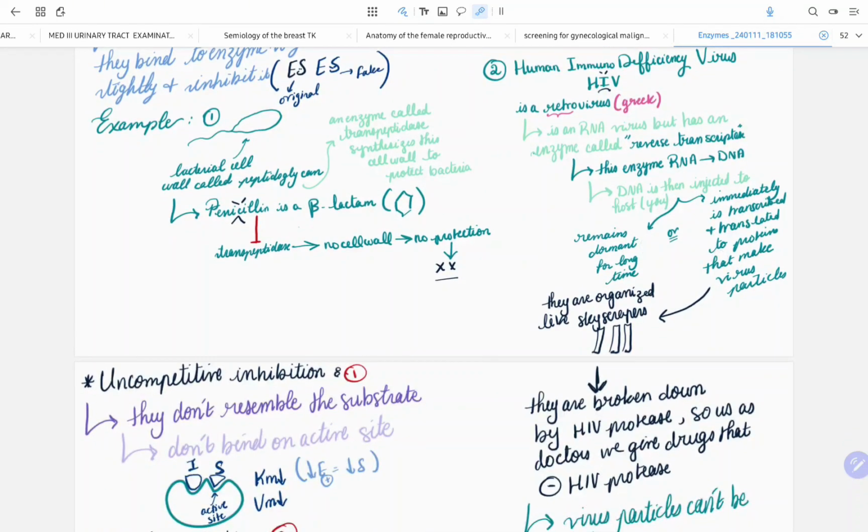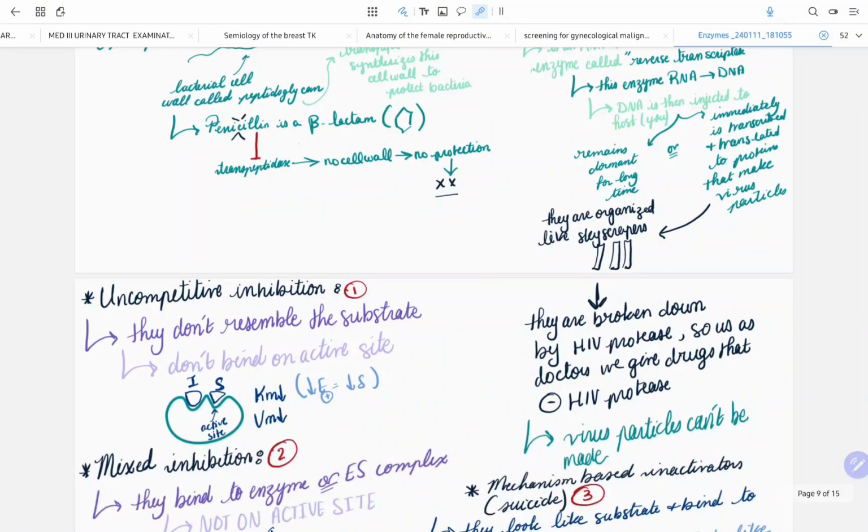So what happens is 2 scenarios. The first scenario is that this DNA injected into us remains dormant for very long. Or it immediately gets transcribed and translated into proteins. These proteins are arranged like skyscrapers in our cells. And the HIV, the virus actually, has an enzyme called the HIV protease that breaks down these skyscrapers into the virus particles and synthesizes new HIV viruses. So, us as doctors, we target this HIV protease and we give drugs that inhibit it, of course, at the transition state.